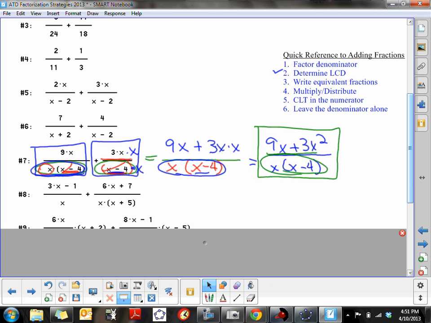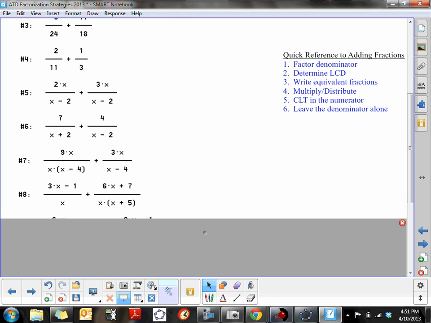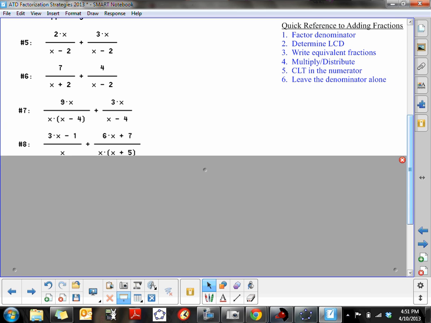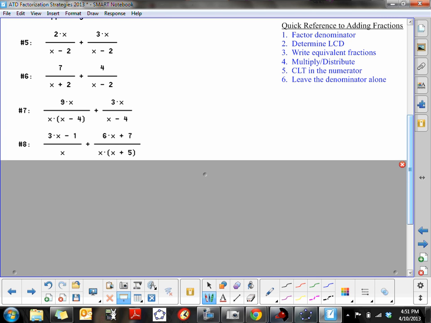Okay, so still just trying to give you some more depth and change in what we're going to be doing. Here's our next example. First thing we're going to do is see if they're completely factored, and our denominators are still factored. We're going to determine the least common denominator. Well, they have an x that's in common, so I only have to write that down once.